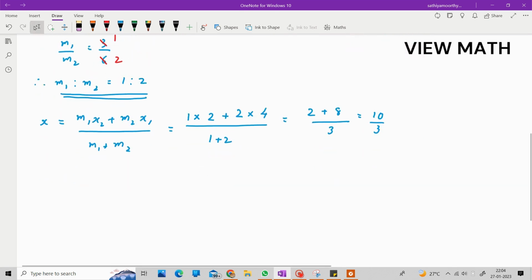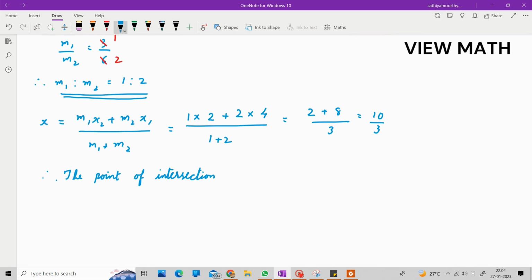Therefore, the point of intersection, where the line segment and the x-axis intersect, is at this point. The x coordinate is 10 by 3 and the y coordinate is 0. So we have found it out.